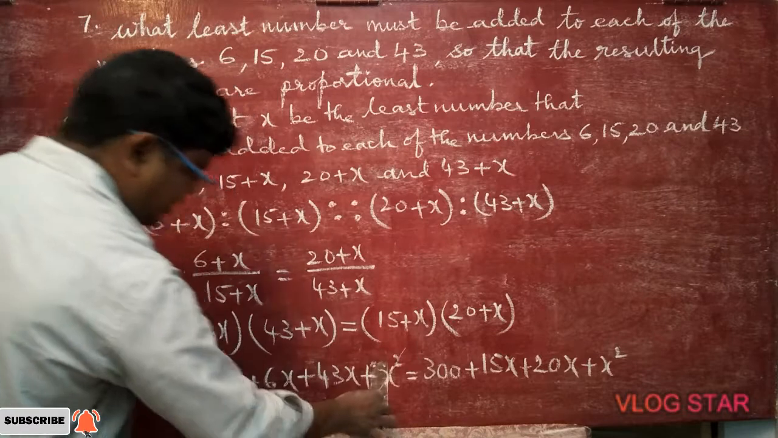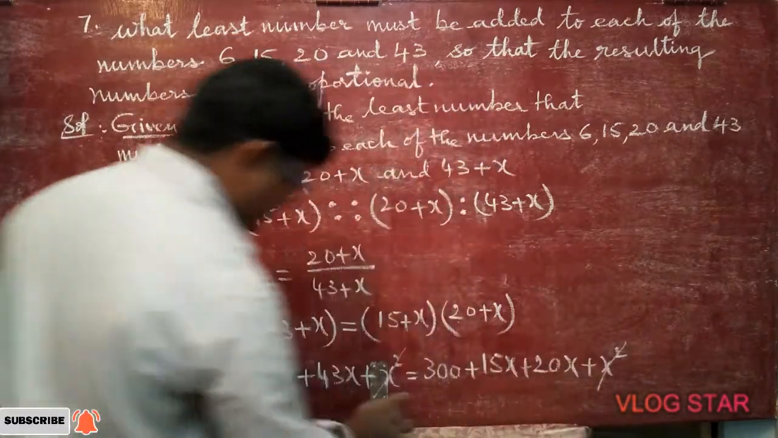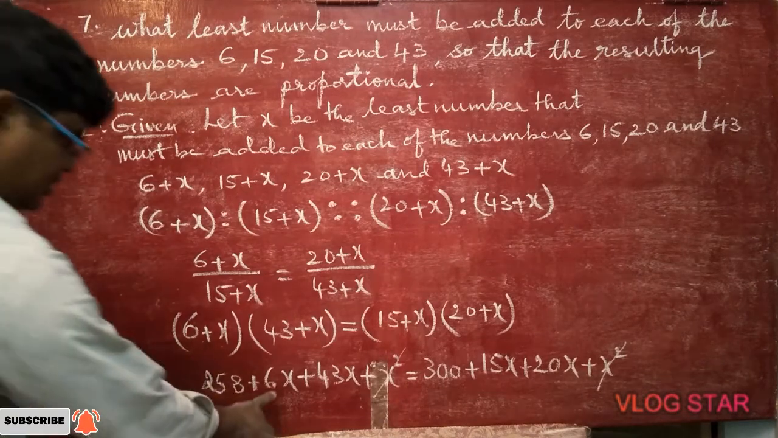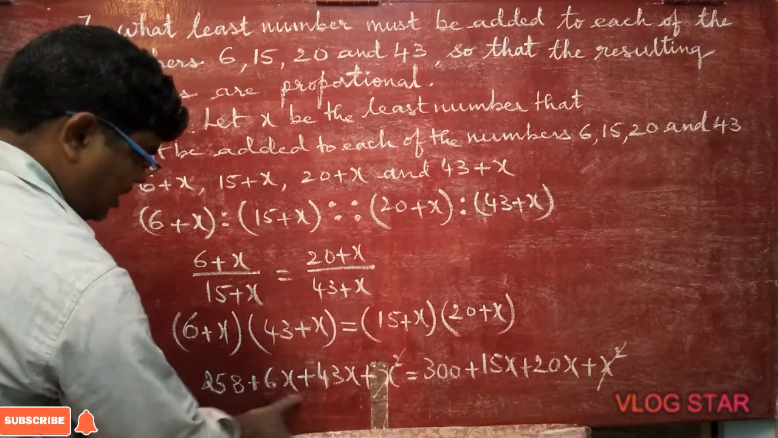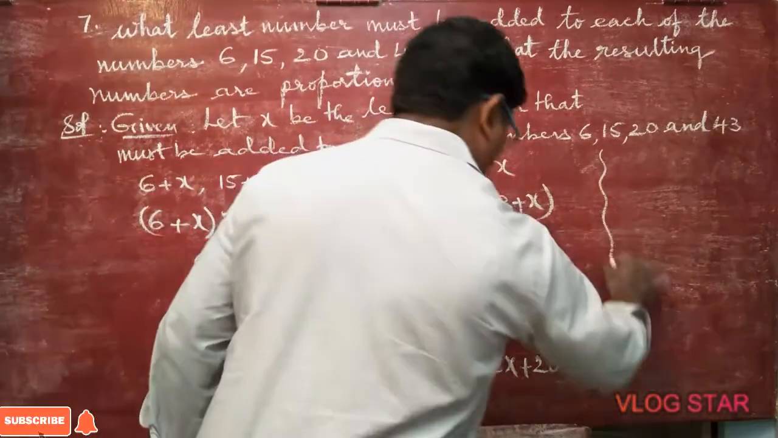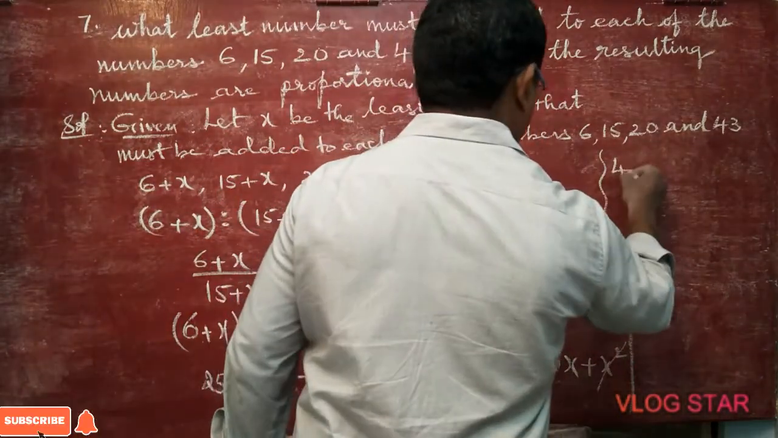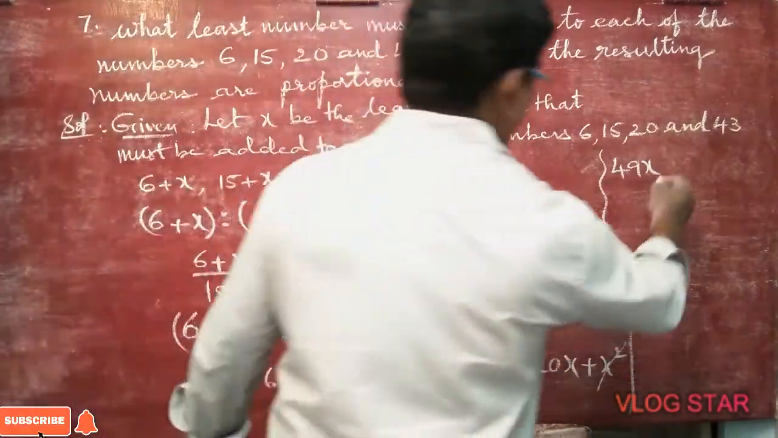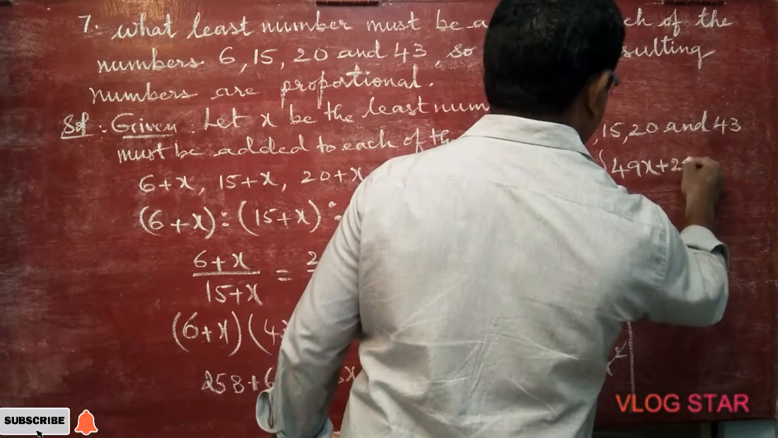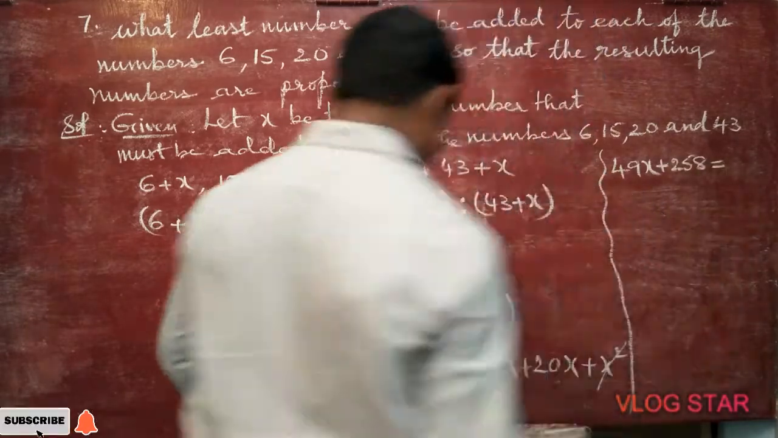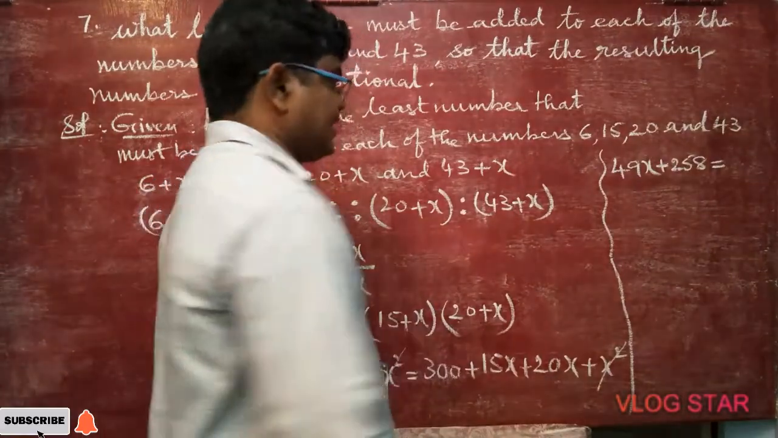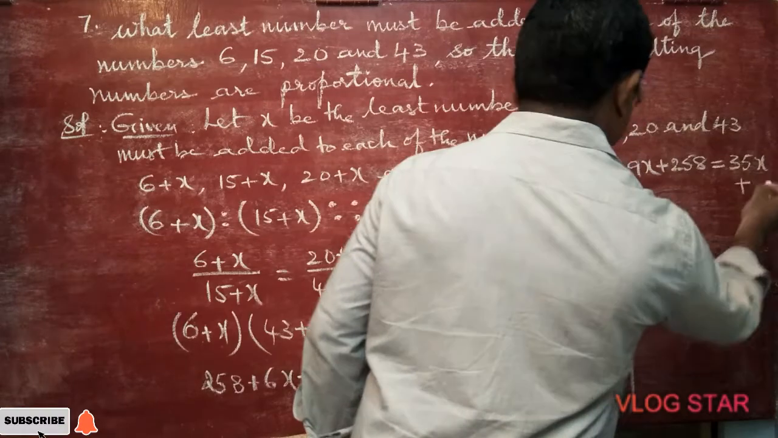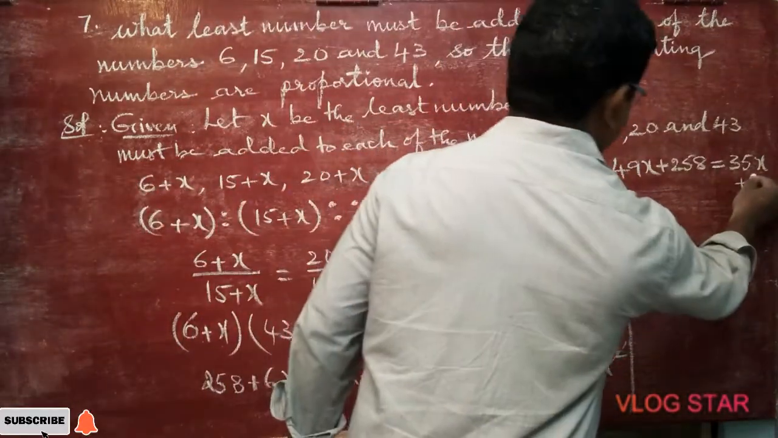Now here x square and here x square get cancelled. Now 6x plus 43x is 49x. So 49x plus 258 is equal to here 35x plus 300.